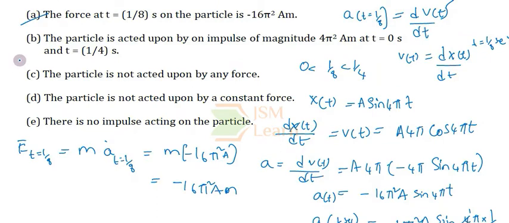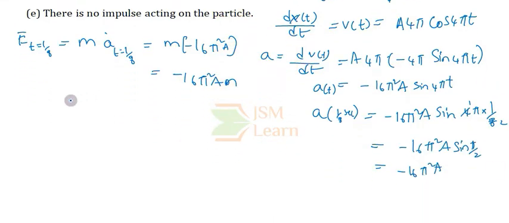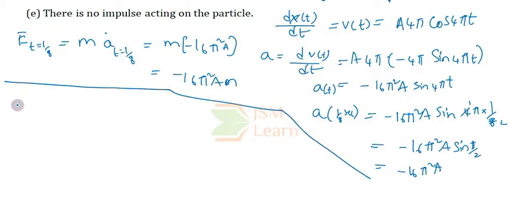Now moving to option B. Option B says that the particle is acted upon by an impulse of a certain magnitude. Now they are asking us to find the magnitude of the impulse between the time t equals 0 to 1 by 4 seconds. So in order to understand that, first you need to understand the definition of impulse. What is the definition of impulse? Let us see. So we know that the impulse is denoted by j bar.